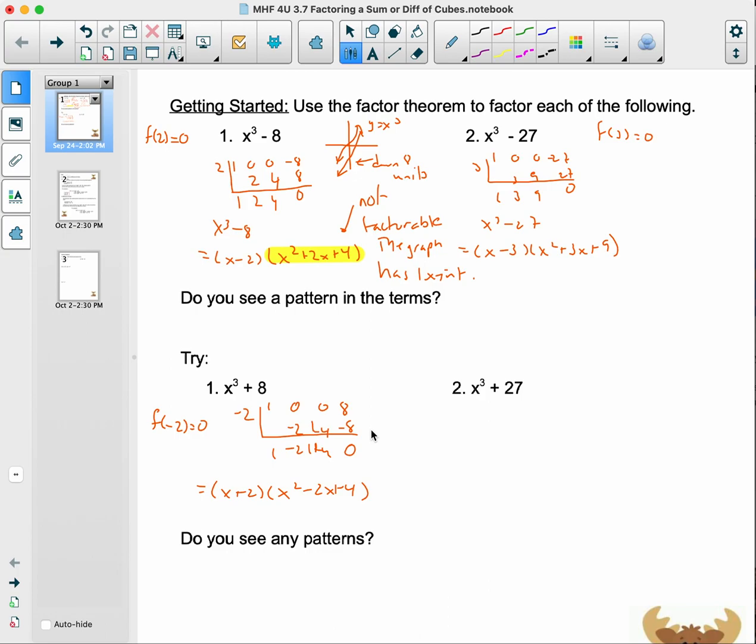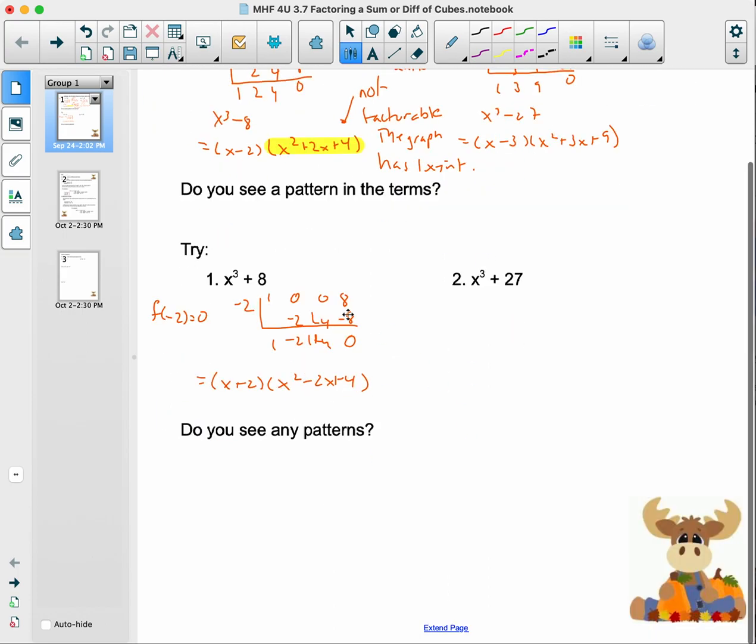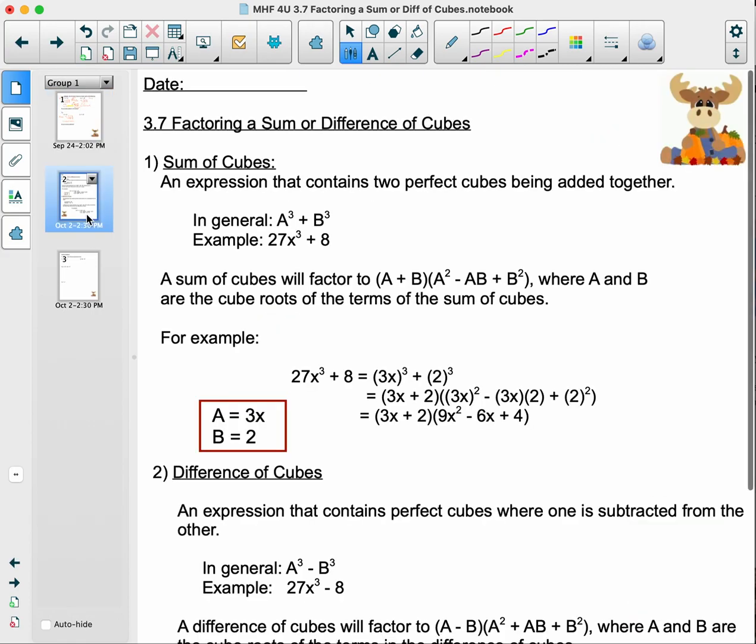Okay, and the sum of cubes with the 27 does the same thing. So by prediction, I would say that the factors should have been, when you finished, x plus 3 and then x squared minus 3x plus 9. It's just a little sign swap in there. Again, summarize your patterns as you wish.